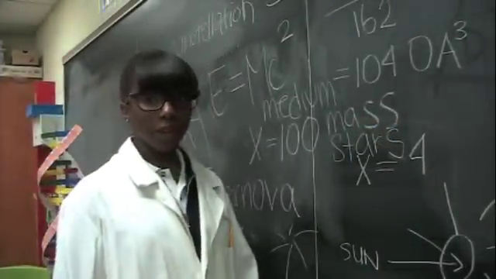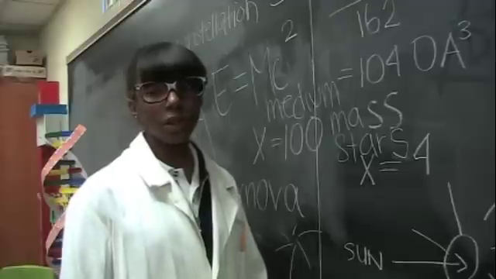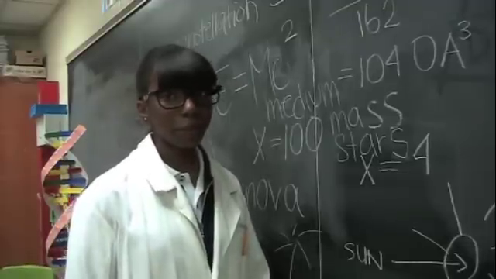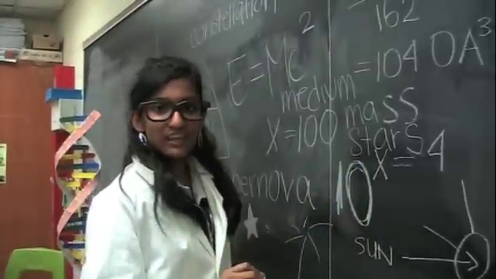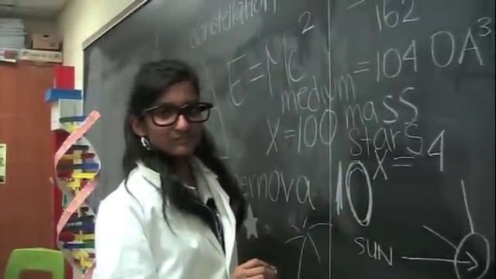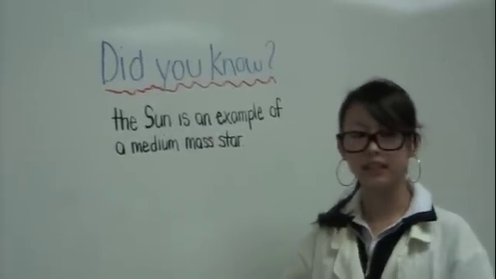Now, let's talk about medium mass stars. Medium mass stars burn their fuel quicker than low mass stars. They use up their hydrogen in about 10 billion years. Did you know that the sun is an example of a medium mass star? When a medium mass star's hydrogen fuel runs out, the star collapses. The temperature and pressure of the star then start to rise. And this is when helium fusion begins.